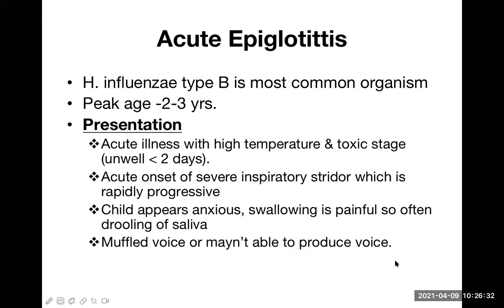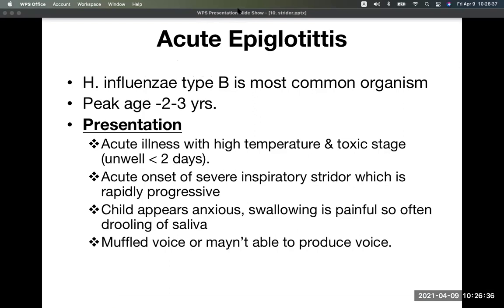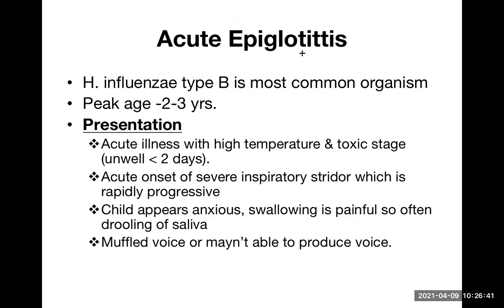Now, let's talk about another very important cause of stridor, that is acute epiglottitis. Haemophilus influenzae type B is the most common organism which causes acute epiglottitis. But it may be caused by other bacteria as well, but this is the commonest one. Peak age for acute epiglottitis is 2 to 3 years. So it is more than 2 years. So slightly older children are affected than in croup syndrome.